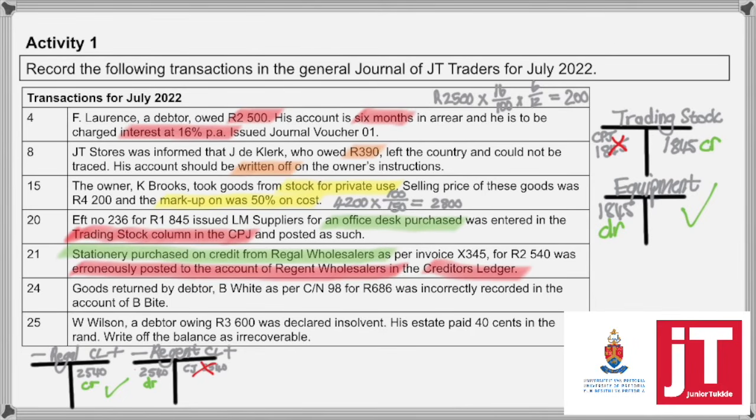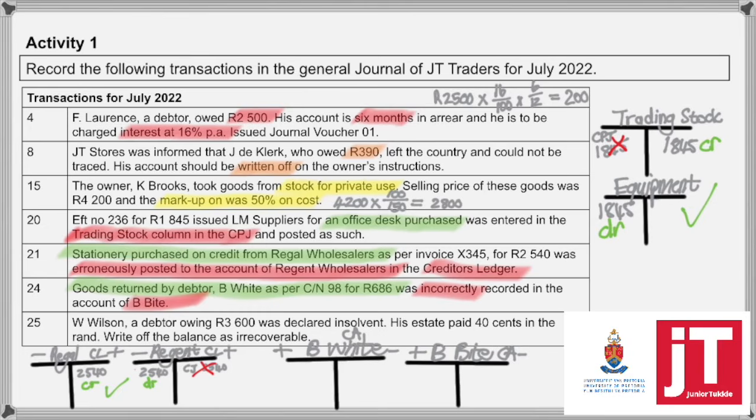Number 24, goods returned by debtor B. White per credit note 686 is incorrectly recorded in B. Byte's account. Yet again, wrong debtor. So we draw our little T accounts, Byte and White. They are both assets. We recorded the return in Byte's account. So we credited Byte, but that was wrong. So we have to debit Byte and then credit the correct one, White.